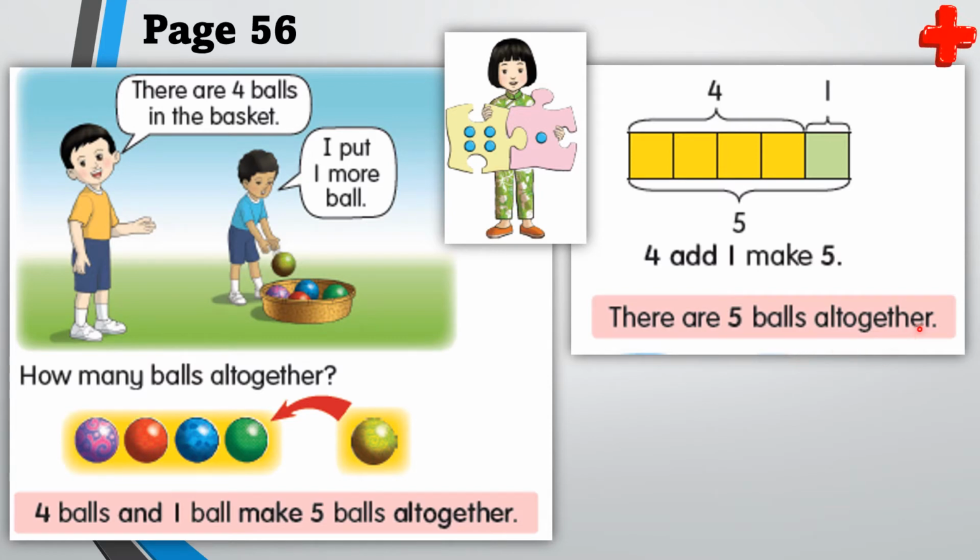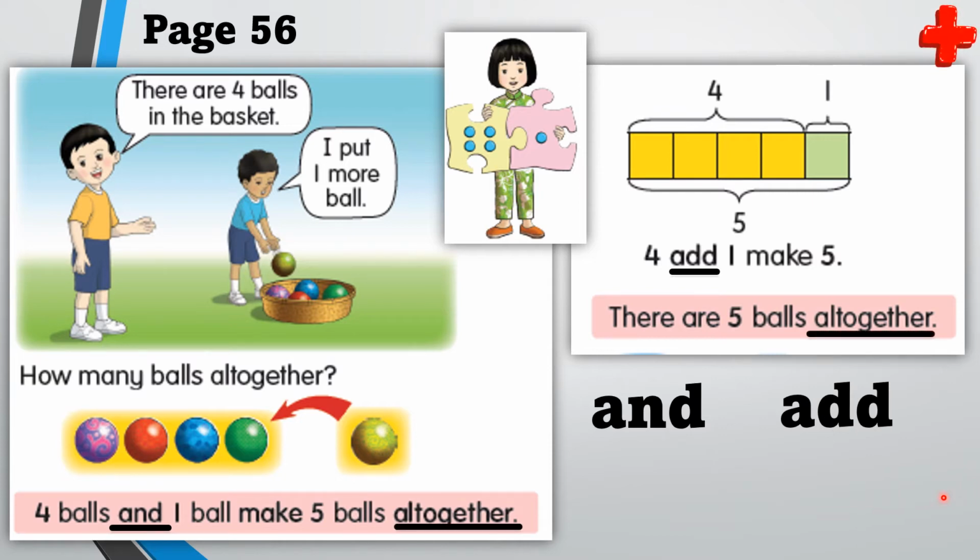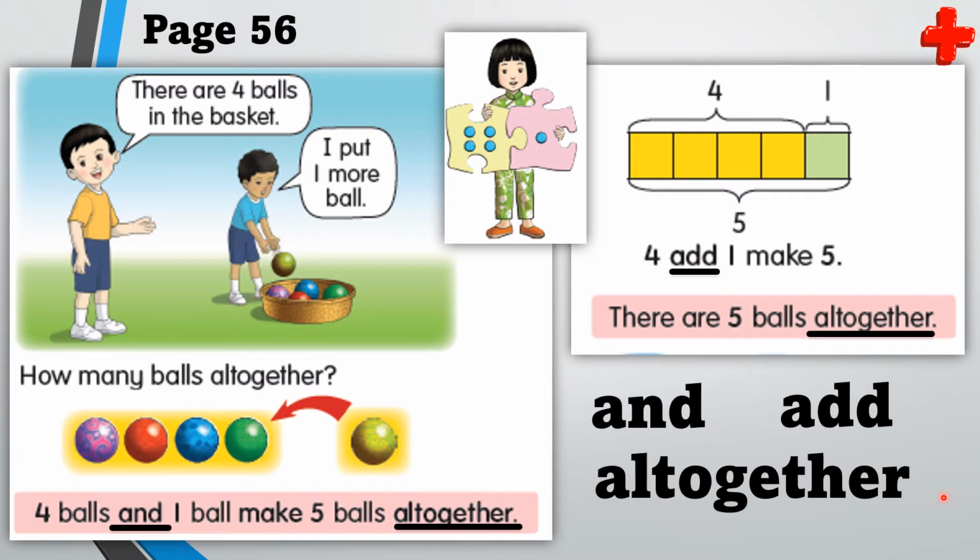Right? So, in this slide, we can find out that there are words related to addition, which are and, A-N-D, add, A-D-D, and another one is altogether, A-L-T-O-G-E-T-H-E-R, altogether. And maksudnya dan, add is tambah, and altogether, the meaning is kesemuanya.